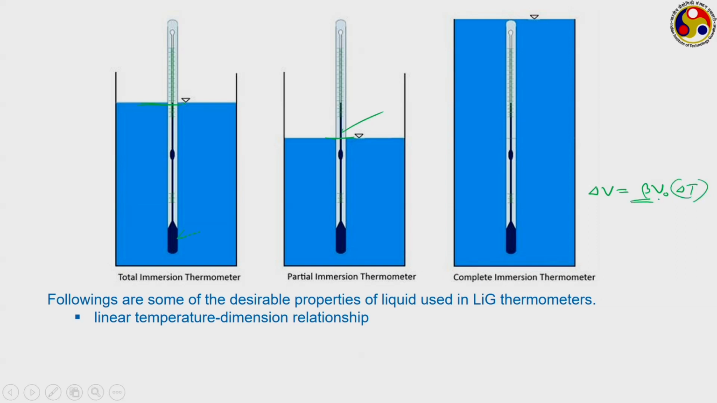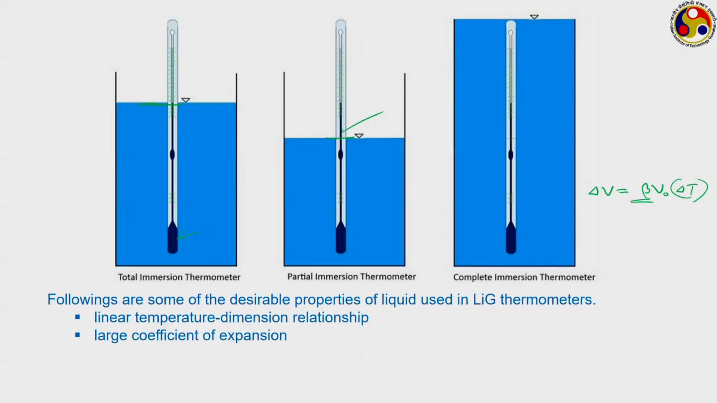Now, this thermal expansion coefficient may not be a constant. If it is a perfect constant, you are going to get a perfectly linear scale, but beta itself can vary with temperature, and similarly the glass cover also can vary with temperature. So, the thermometer scale should properly take care of this. Large coefficient of expansion: this is where the spirit thermometers are better, because their coefficients of expansion are much larger compared to mercury, and therefore they can give much larger sensitivity.